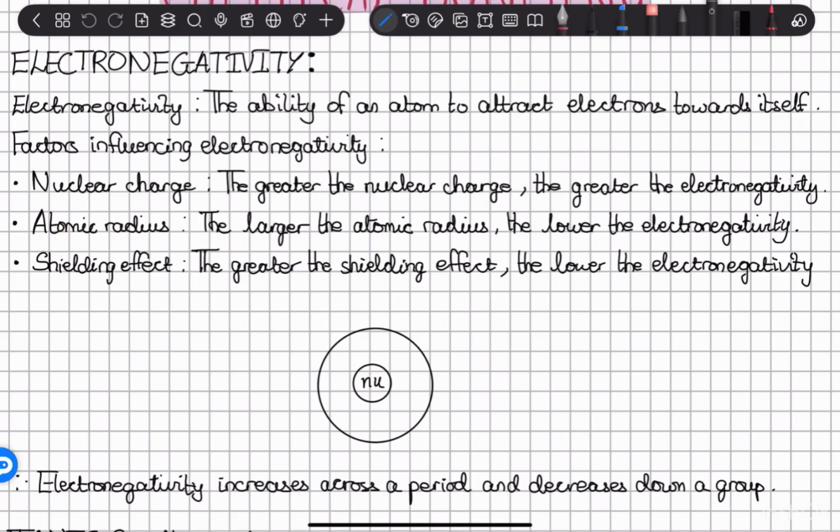They go kind of hand in hand, because a larger atomic radius means that you basically have more shells in the atom. So if the atomic radius is larger, it means that the nuclear charge is not really going to be able to get to the end of that atom, to the valence shell. So it won't be able to attract other electrons towards itself, which is why the electronegativity is lower for both atomic radius and shielding effect.